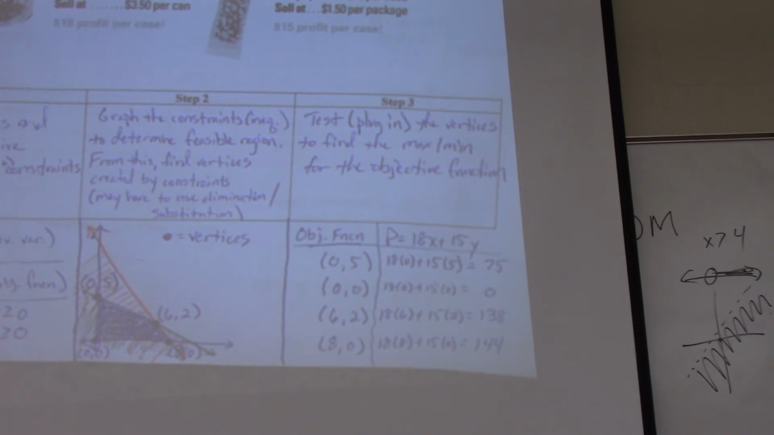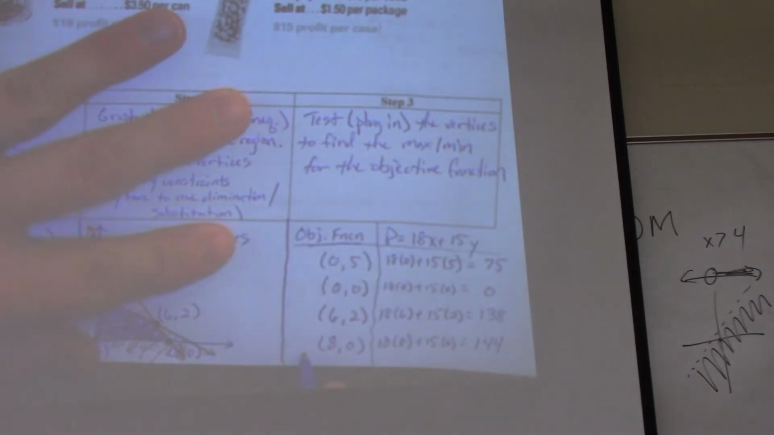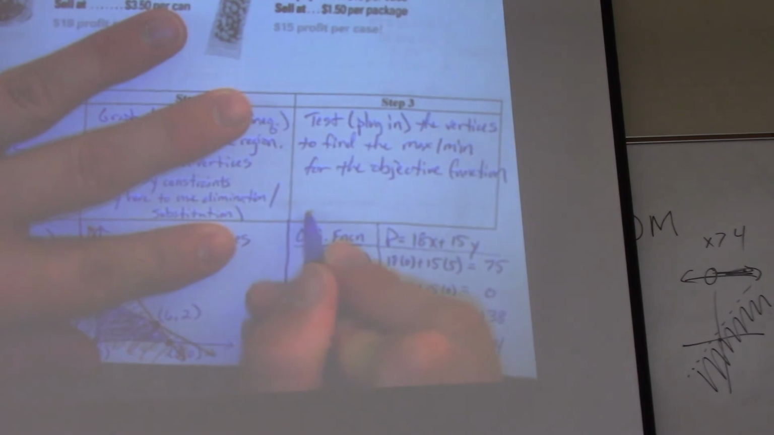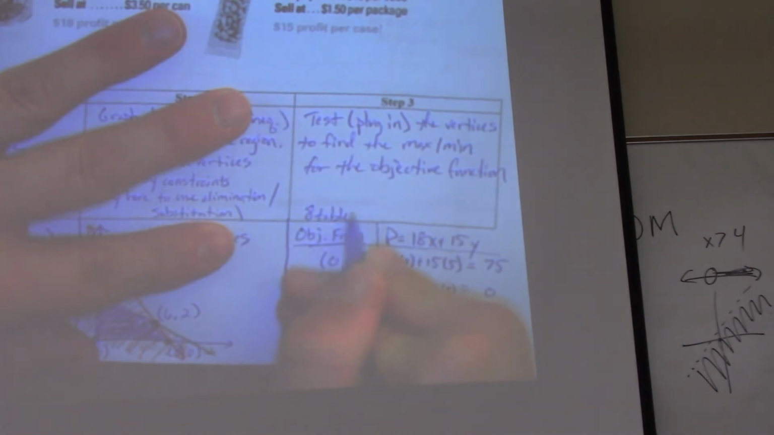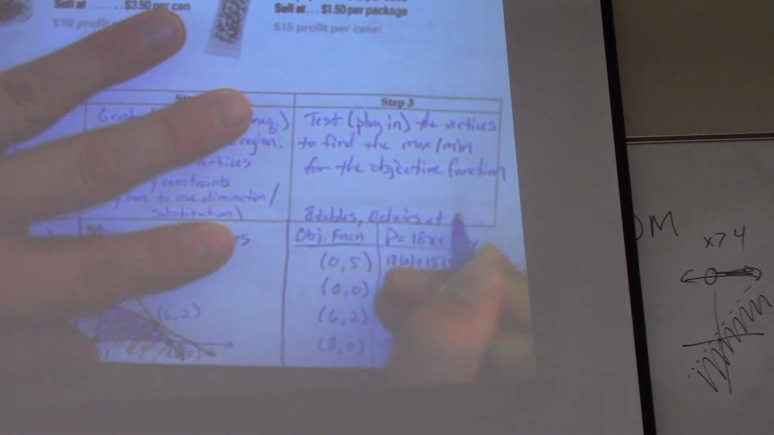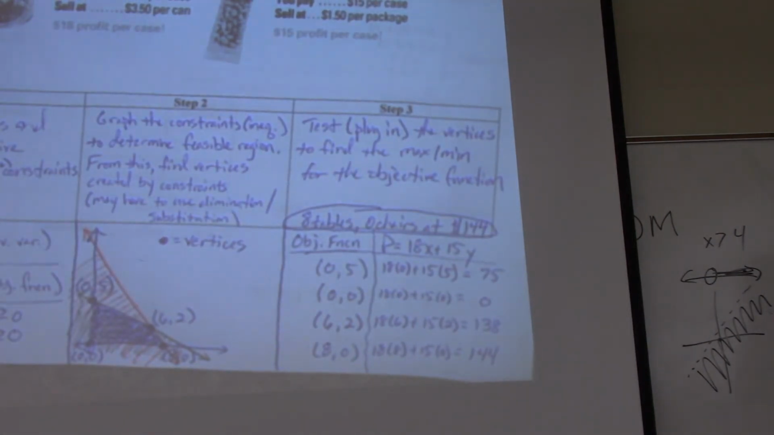Excuse me. So, our maximum, if I go back to what the question is asking here, would be, right down at the bottom if you have room, or even right above it, 8 tables, 0 chairs at $144. That would be, after all that work, what I'm looking for as the answer. Okay. This will make, again, more sense as we go. Ready for something easier? Next page.